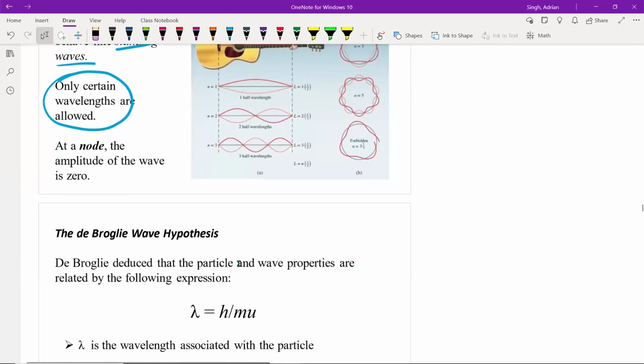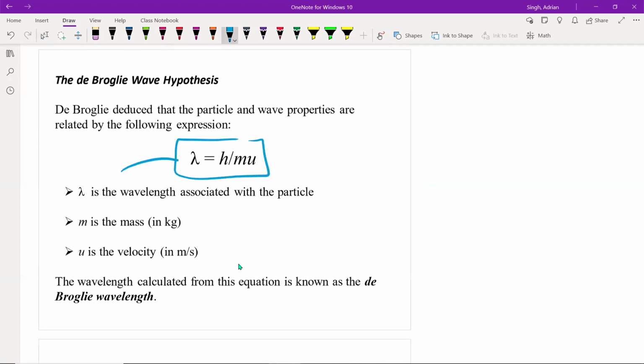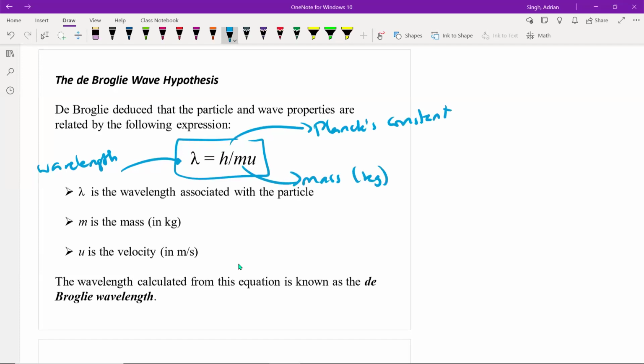Now, de Broglie suggested that the particle and the wave properties of electrons, or actually any particle, can be related by this equation. So we have lambda, which we know already, that's the wavelength, is equal to h, that's Planck's constant, divided by the mass, m, and that mass has to be in kilograms. You'll see why in a second.